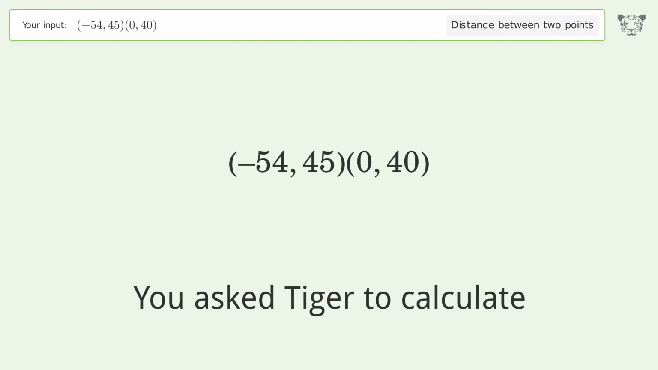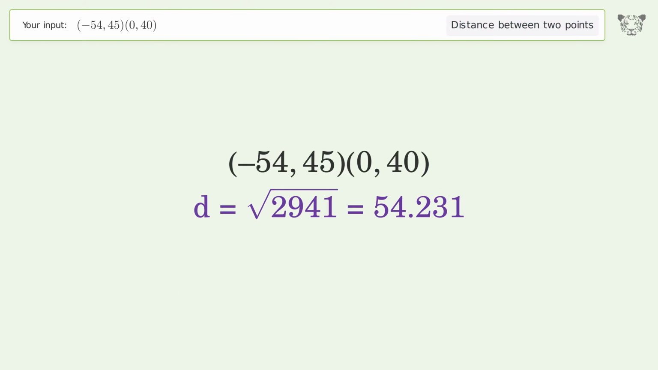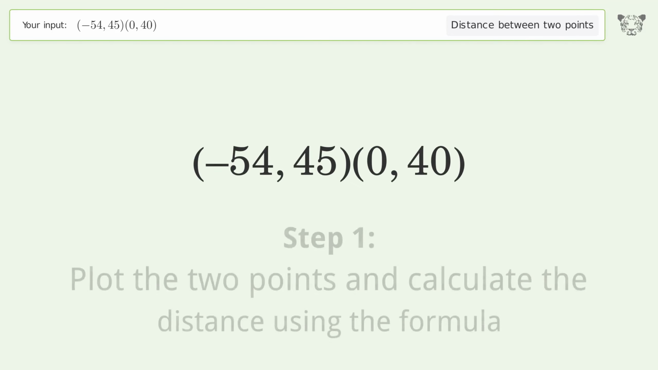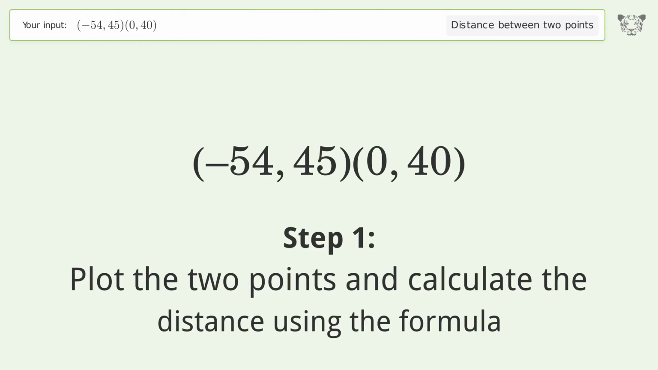You ask Tiger to calculate. This deals with the distance between 2 points. The distance between the 2 points is the square root of 2,941 or 54.231. Let's solve it step by step. Plot the 2 points and calculate the distance using the formula.